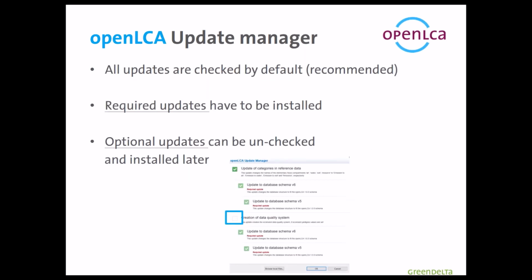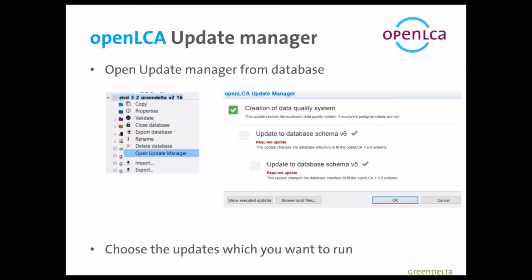So if I go back, for example, the creation of the data quality system is an optional update, so you can decide whether or not you want to have the EcoInvent pedigree matrix installed by default. If you decide you don't want to, you can go without it, and then later you can open the update manager directly from openLCA. If you right-click and select Open Update Manager, you will see all updates that you can still install.